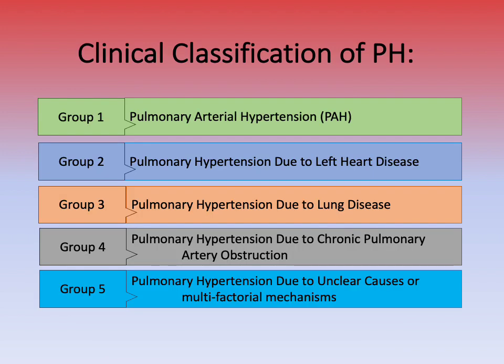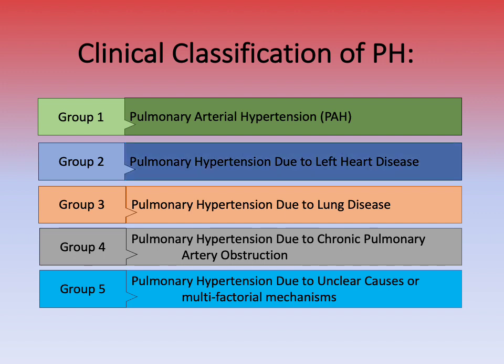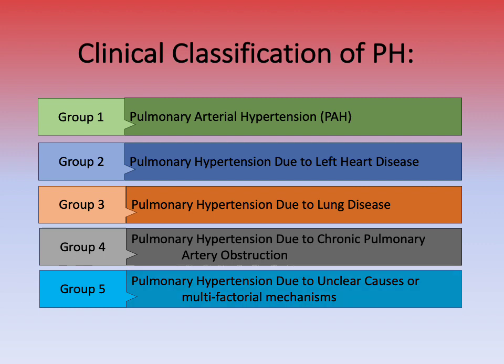Pulmonary hypertension is divided into 5 clinical groups with several subgroups. Group 1 includes pulmonary arterial hypertension, Group 2 pulmonary hypertension due to left heart disease, Group 3 pulmonary hypertension due to lung diseases, Group 4 pulmonary hypertension due to chronic pulmonary artery obstruction, and Group 5 pulmonary hypertension due to unclear causes or multifactorial mechanisms.